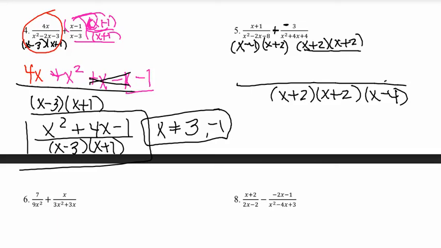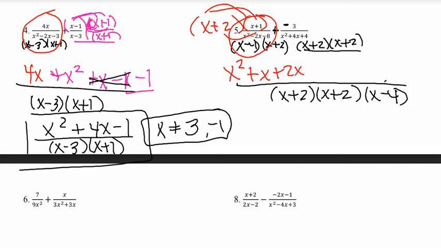So if I look at my left fraction, what does that left fraction not have in my new denominator? Well, it has an x plus 2 and it has an x minus 4. It's missing another x plus 2. So I'm going to multiply that left side by x plus 2. So I'm going to have to double distribute. So x squared plus x plus 2x plus 2.